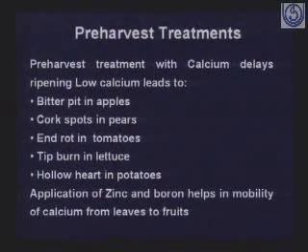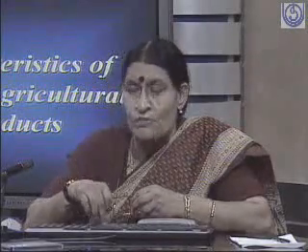Now, what are the pre-harvest treatments? Pre-harvest treatment can be done with calcium, which delays the ripening. Low calcium leads to many problems, such as bitter pits in apples, cork spots in pears, blossom end rot in tomatoes, tip burn in lettuce, and hollow heart in potatoes. Application of zinc and boron helps in mobility of calcium from leaves to fruits.